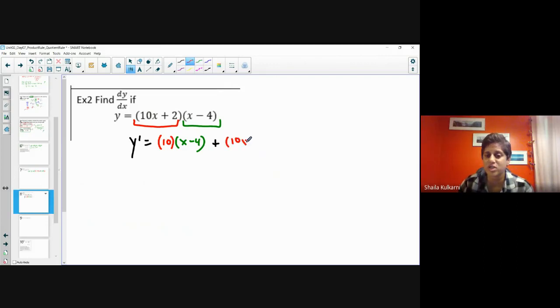Keep the first function the same, take the derivative of the second function. Remember, anything x to the first becomes the number in front, and anything that's just a number becomes 1. This one's a little bit easier to go ahead and multiply out, so let's just do that. We get 10x minus 40, and we get 10x plus 2, and if we combine this together, we get 20x minus 38. Pretty good.